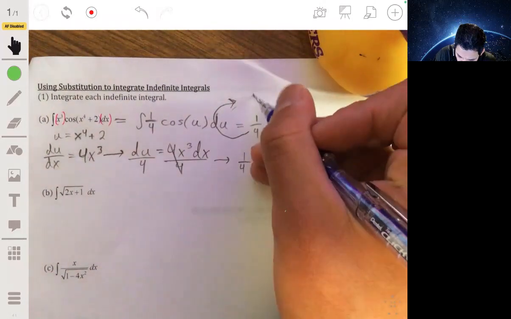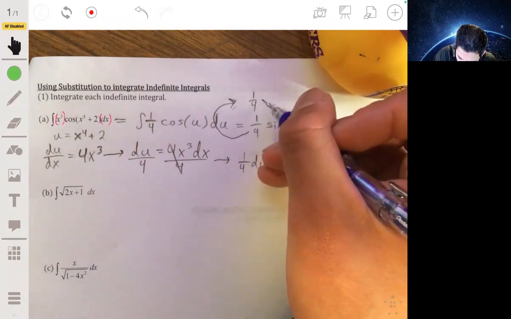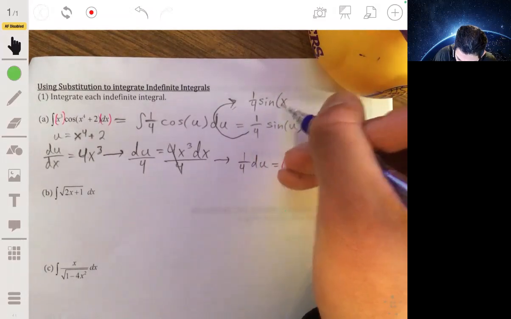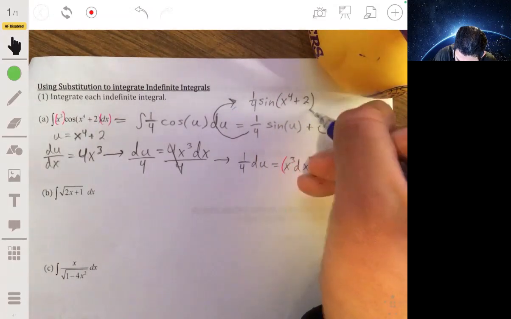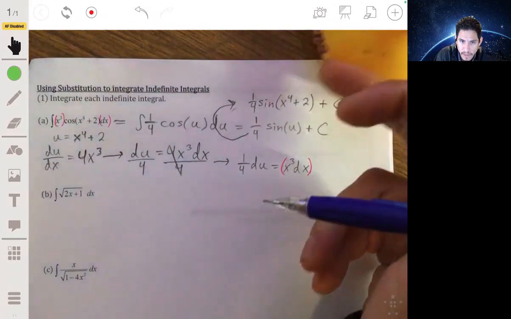And your answer will be 1/4 times the sine of x to the fourth plus 2 plus c.